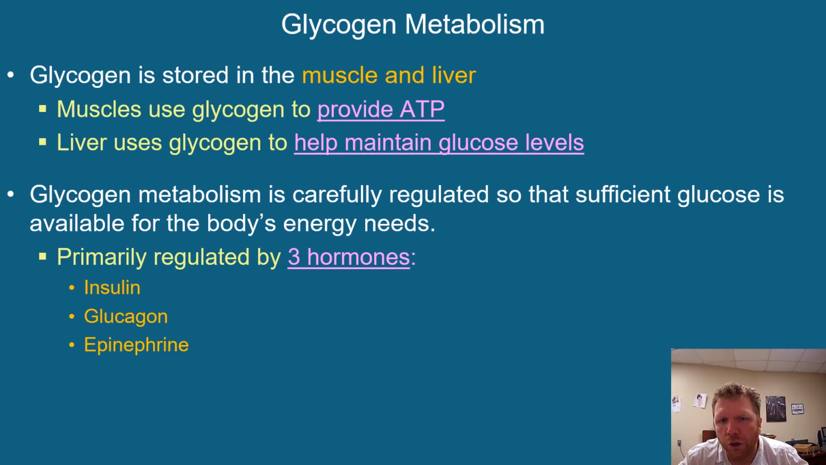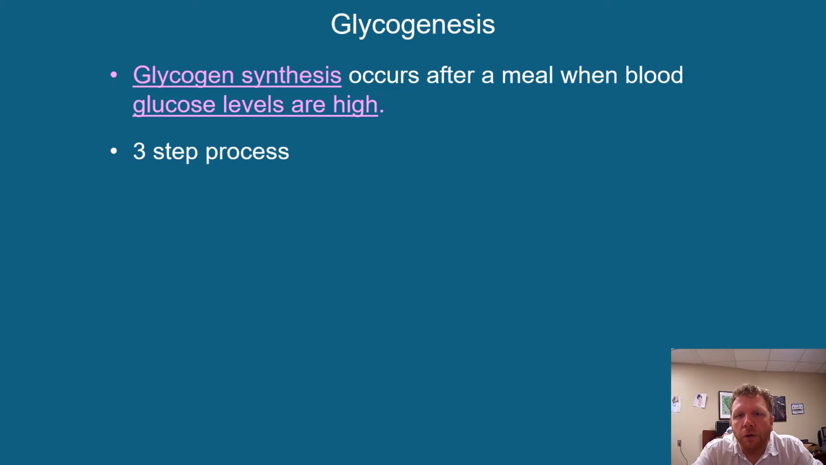Now, glycogen metabolism is carefully regulated so that sufficient glucose is available for the body's energy needs. This is primarily regulated by 3 hormones: insulin, glucagon, and epinephrine. Those 3 hormones work in conjunction to help maintain a healthy blood sugar level. Glycogenesis, so glycogen synthesis, occurs after a meal when blood sugar levels are high.